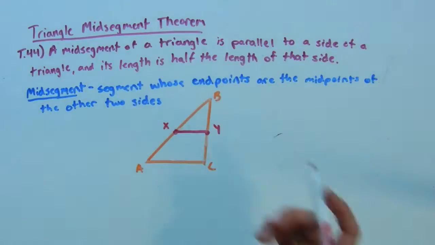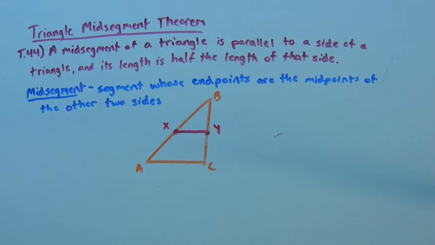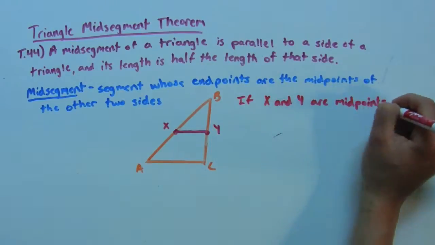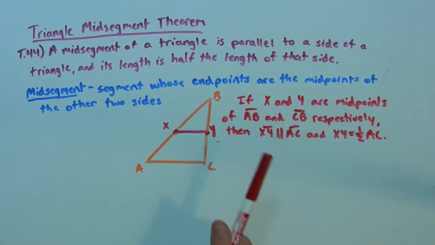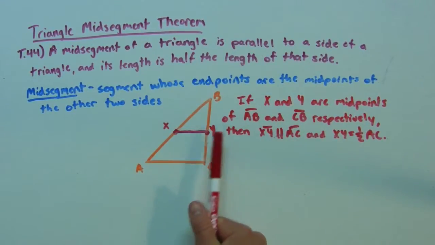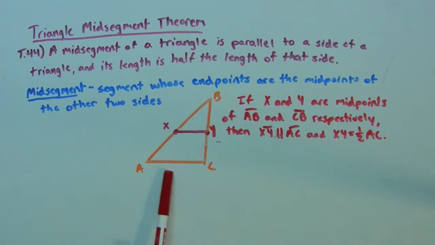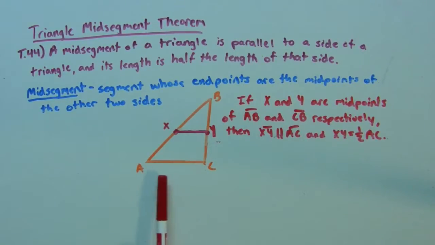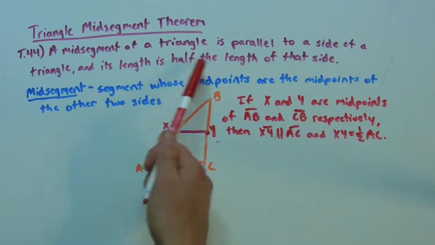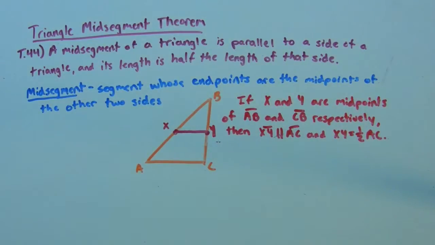So a midsegment of a triangle is parallel to a side of a triangle, and its length is half the length of that side. In other words, this theorem says if X and Y are midpoints of AB and CB respectively, then XY is parallel to AC, and XY is also equal to 1/2 AC, so half the length of that side. Let's go ahead and prove the triangle midsegment theorem.